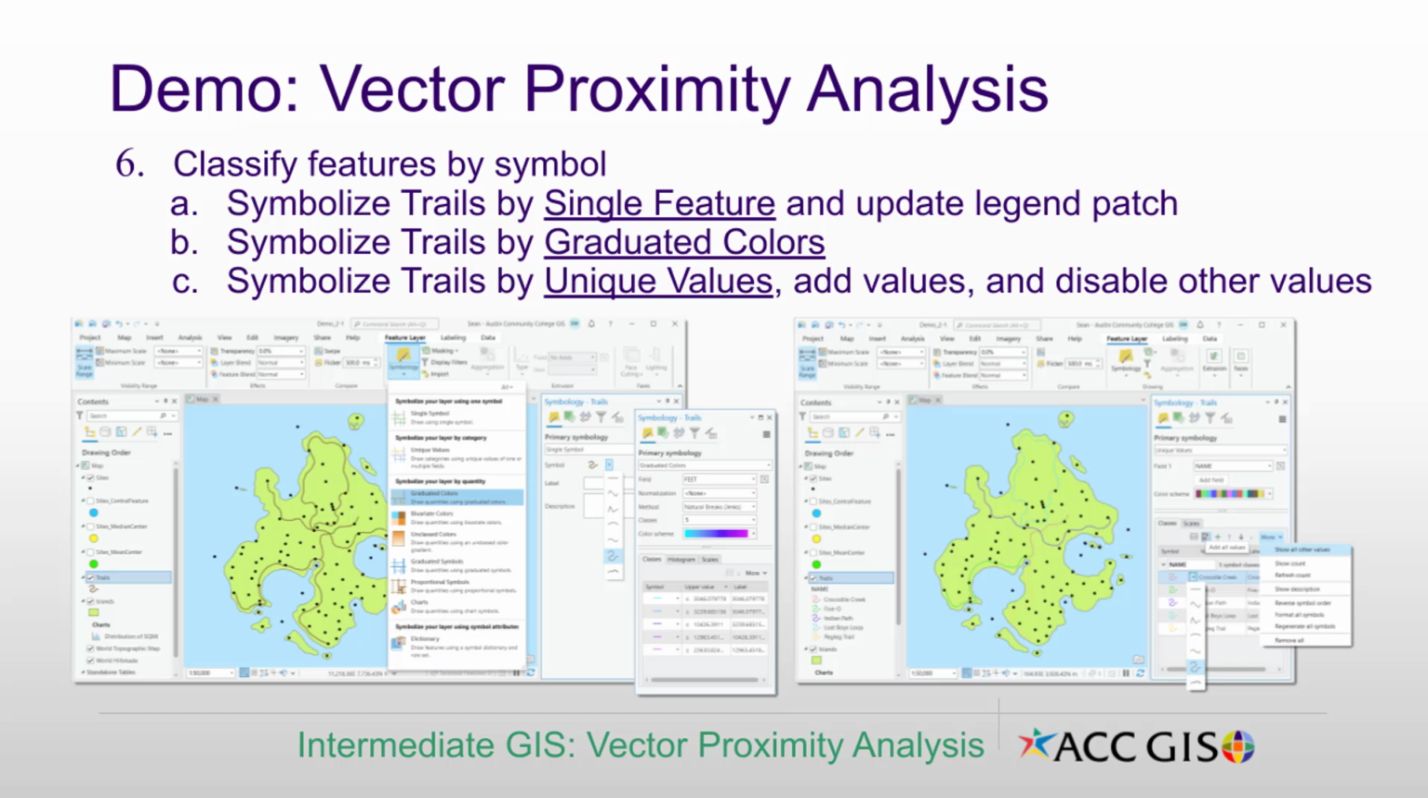In step 6, we'll perform a vector visual proximity analysis by classifying features by symbol. First, we'll symbolize the trails by single feature. Then we'll symbolize the trails by graduated colors. And last, we'll symbolize the trails by unique values.